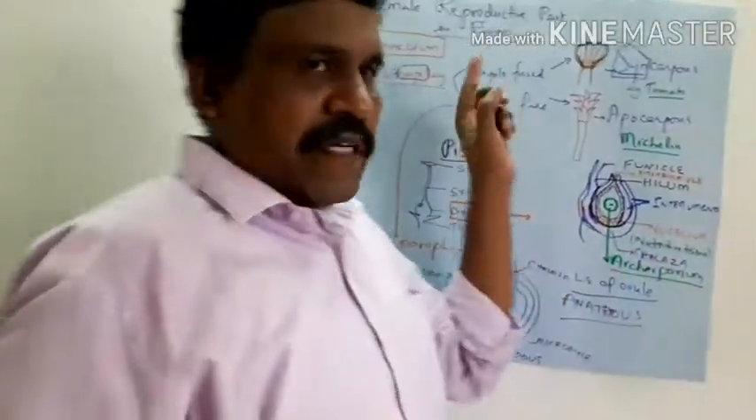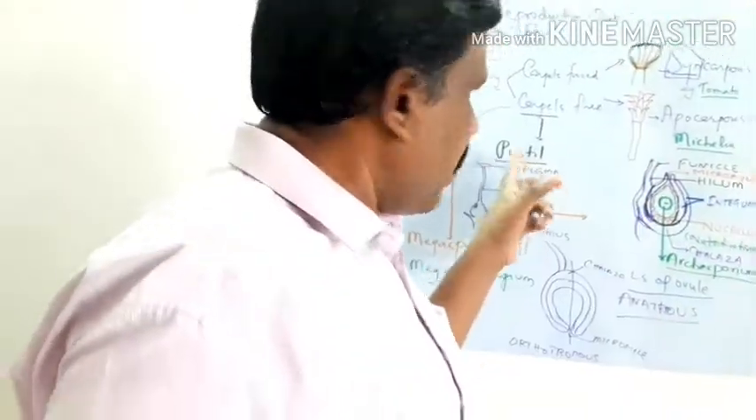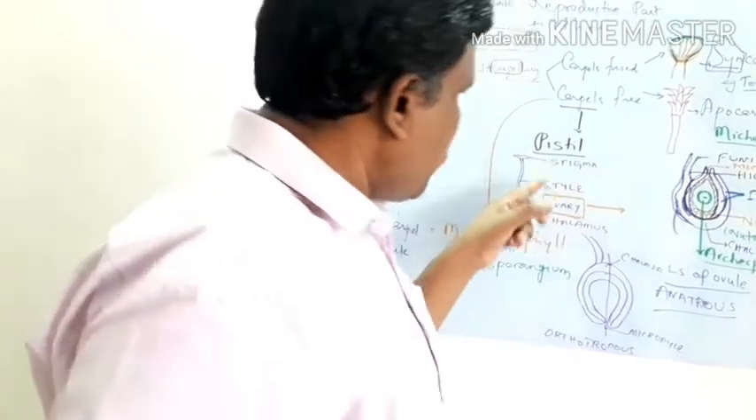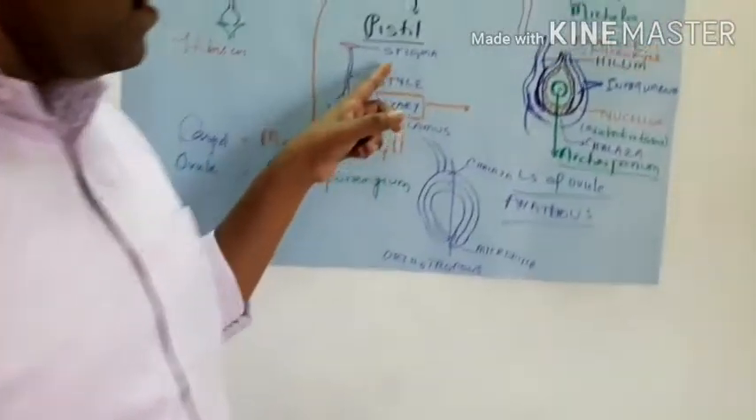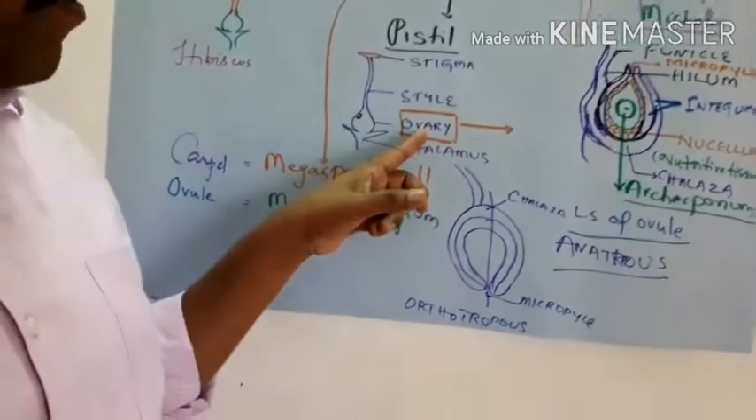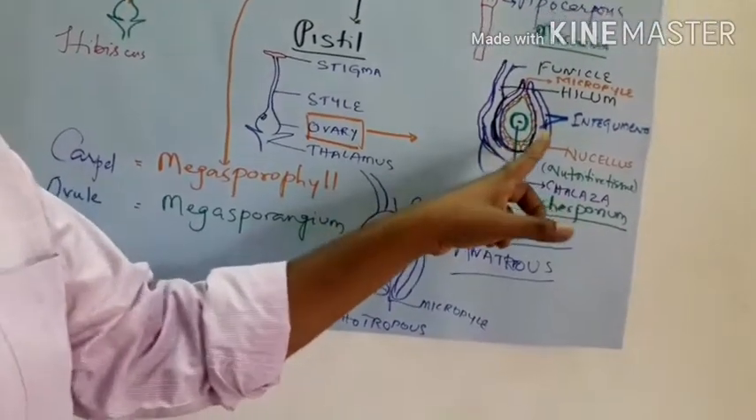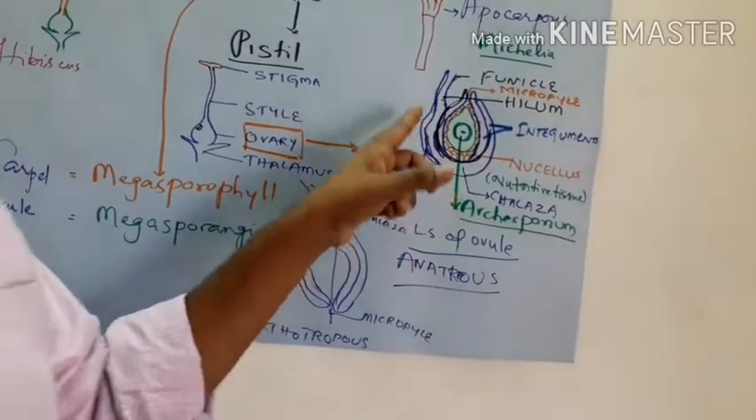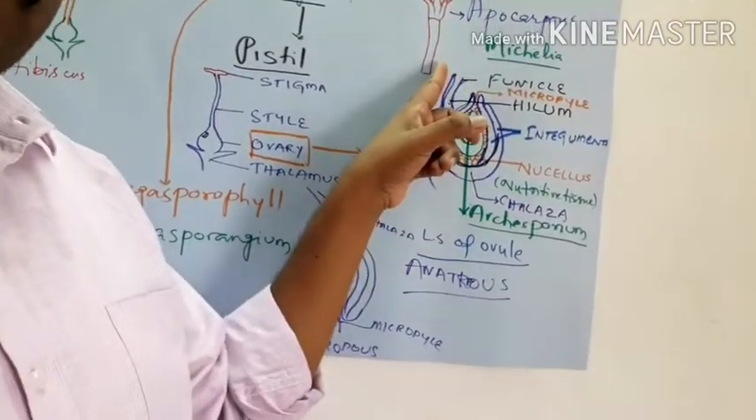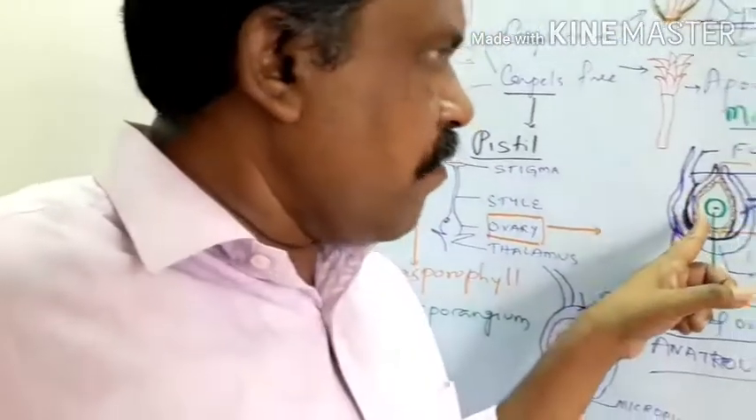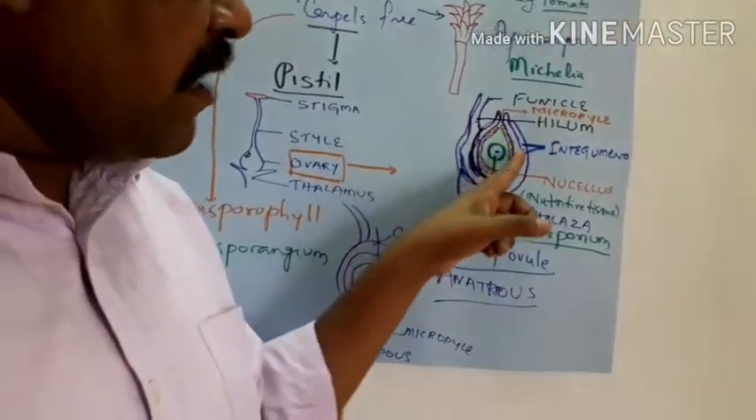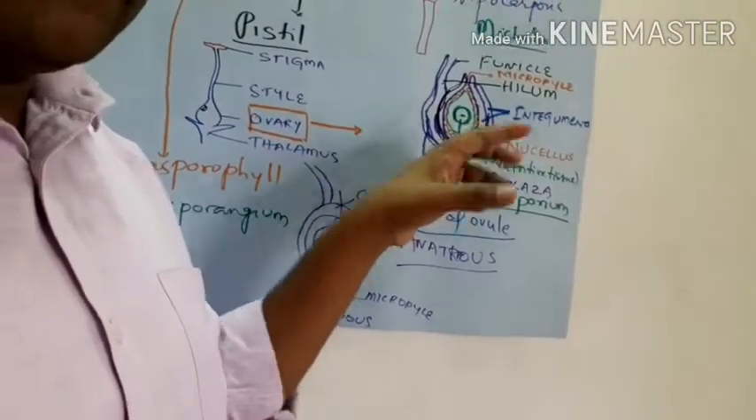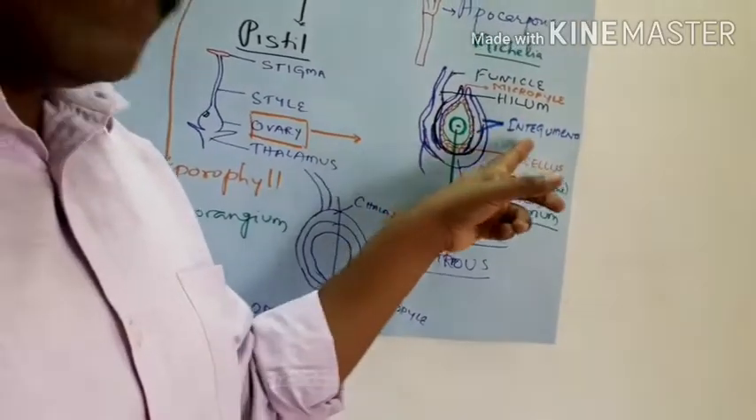So carpel is a unit of the gynoecium. Carpel is also called a pistil. What are the parts of the pistil, children? Ovary, style and stigma. And inside the ovary, you find the ovule. The ovule is attached to the placenta by help of a funicle, and to the funicle by the hilum. And there are two protective layers which protect this structure, called integuments.